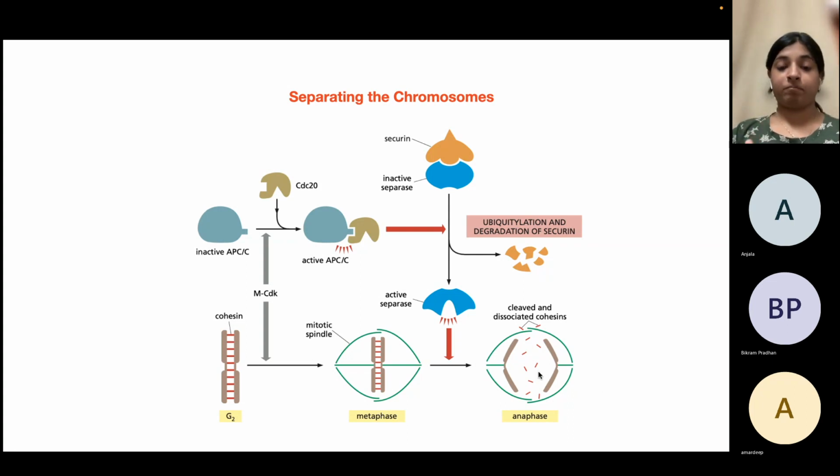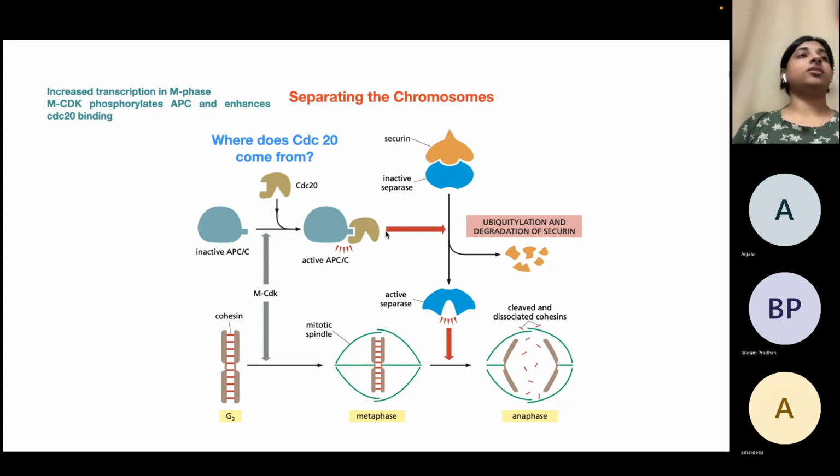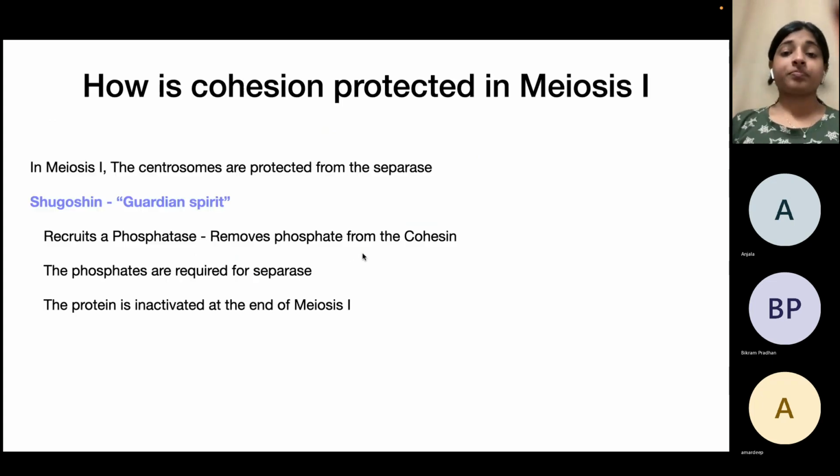So again, we've seen that CDC20 comes because there's an increased transcription in the M phase, and also the MCDK, which is the mitotic phase CDK-cyclin complex, is able to phosphorylate APC, which enhances this binding and activates the complex.